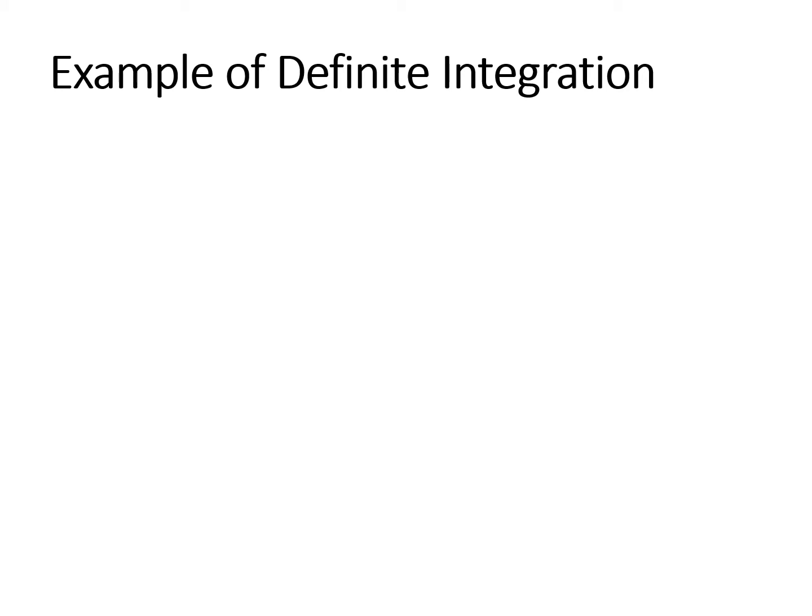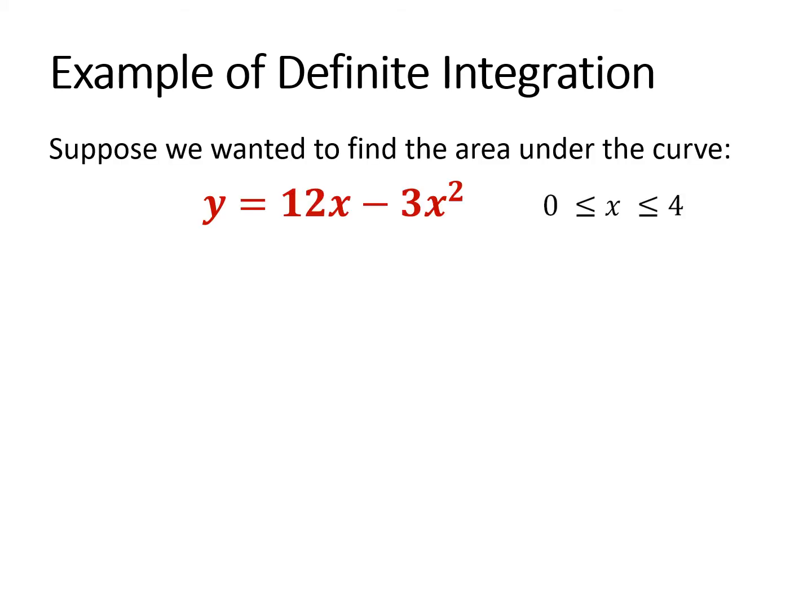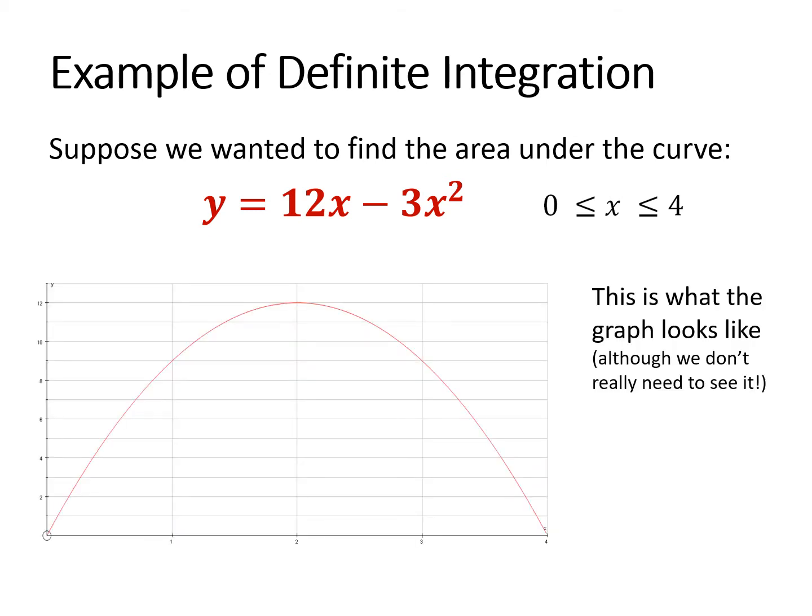So let's go through an example of how we do definite integration. Let's suppose we want to find the area under the curve y equals 12x minus 3x squared between 0 and 4. I'm going to show you what that looks like. That is the graph. You don't need it to work out the area, but it's useful to know what we're calculating. In this one, the limits are between 0 and 4, so those are the numbers we're going to put into the integral.